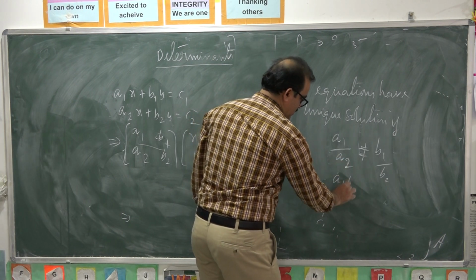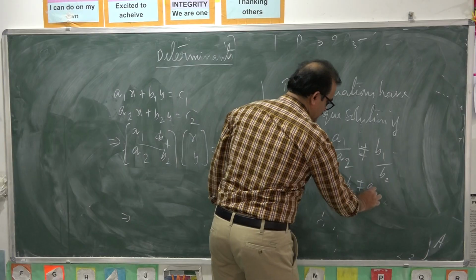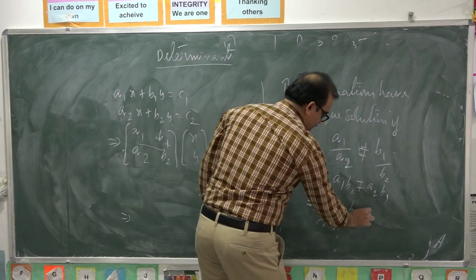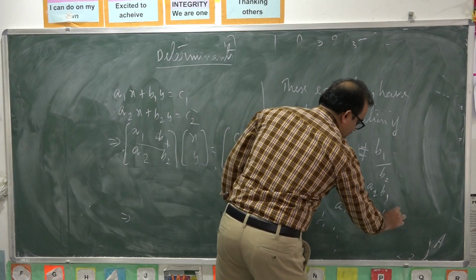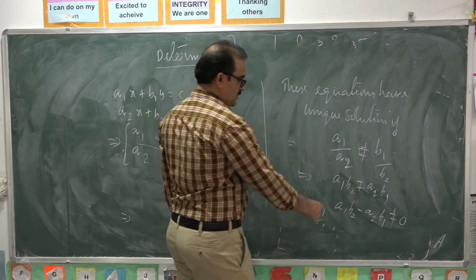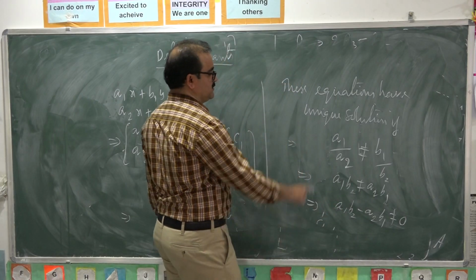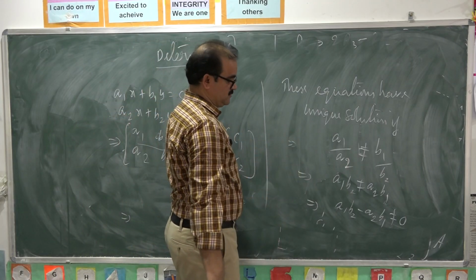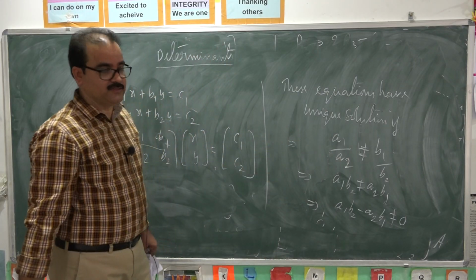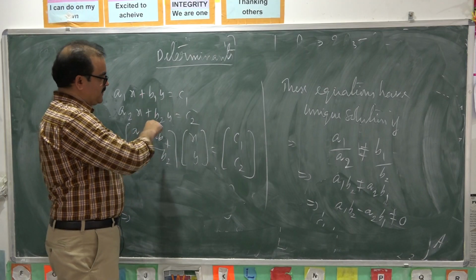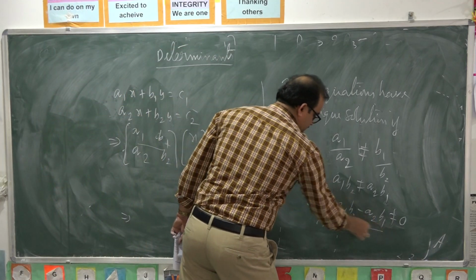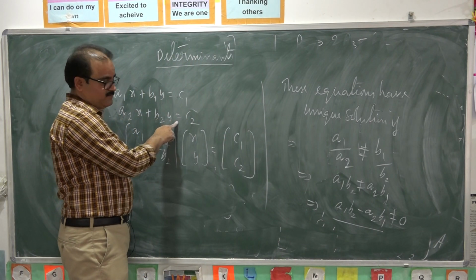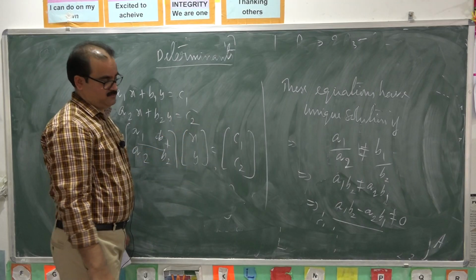On cross multiplying, what we get? a1 b2 is not equal to a2 b1. From this, a1 b2 minus a2 b1 is not equal to 0. If this condition holds good, then the equations have a unique solution. Unique solution means only one solution. Otherwise, there is no unique solution to the given system. This condition determines whether the system has a unique solution or not.